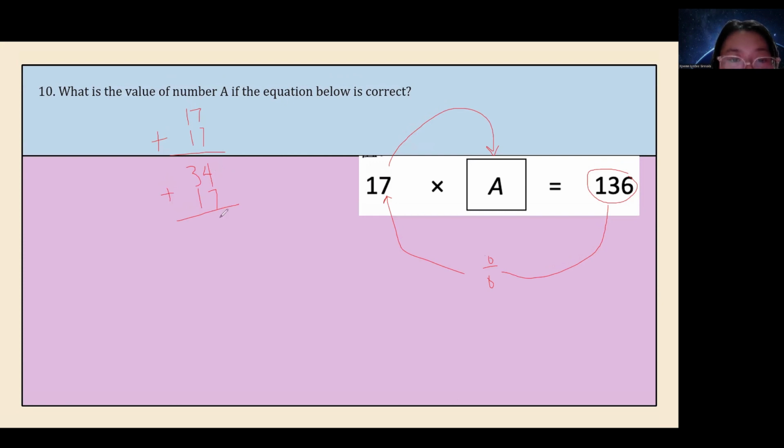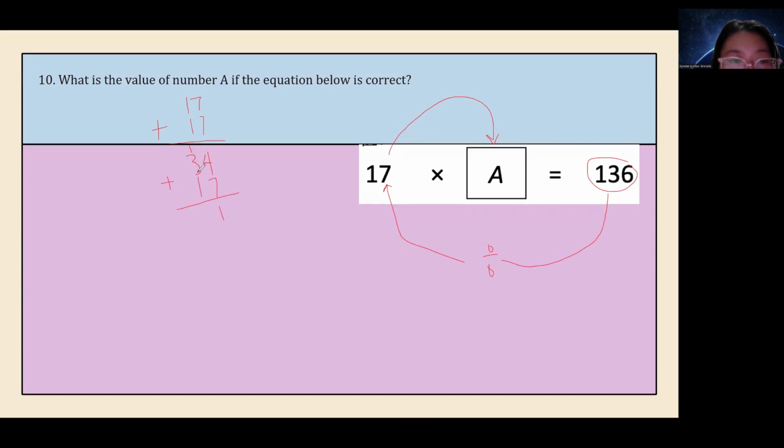17, 4 plus 7, that's 11. So this is 51. We add again another 17. 7 plus 1, 8, 68. And then 17 more. Well, the goal is to make it as close as 136. So 8 plus 7, that's 15. So this is 85. We'll continue it here.